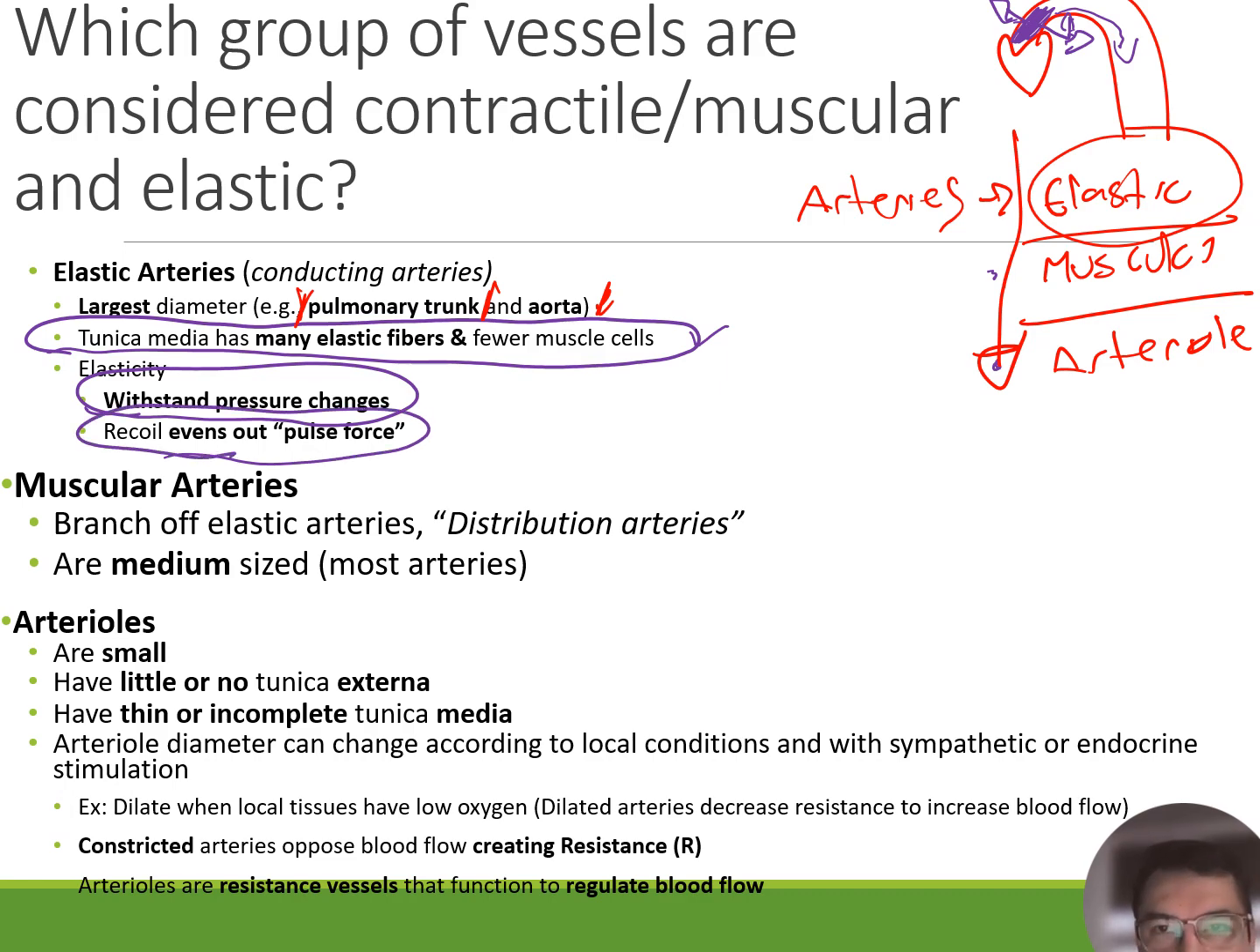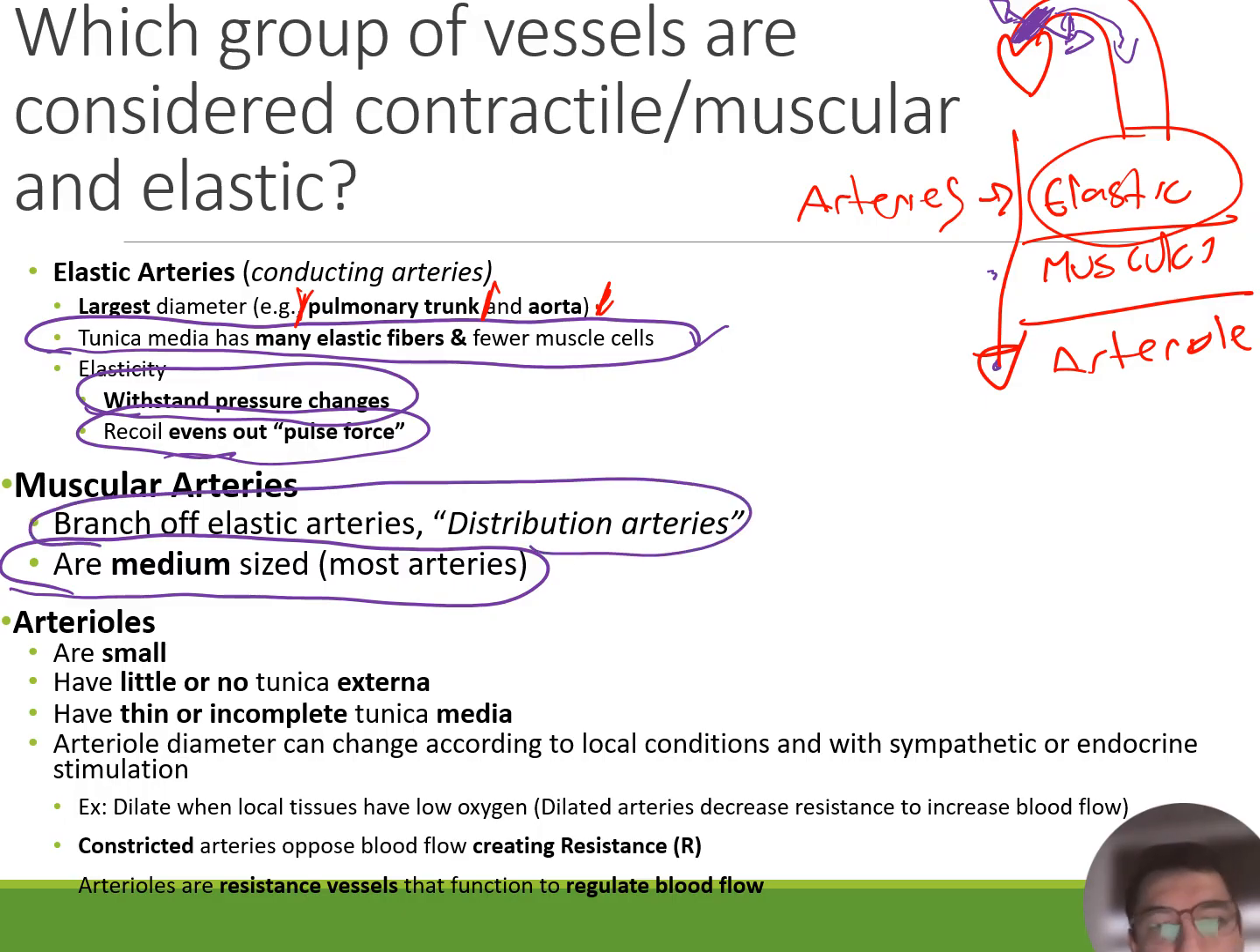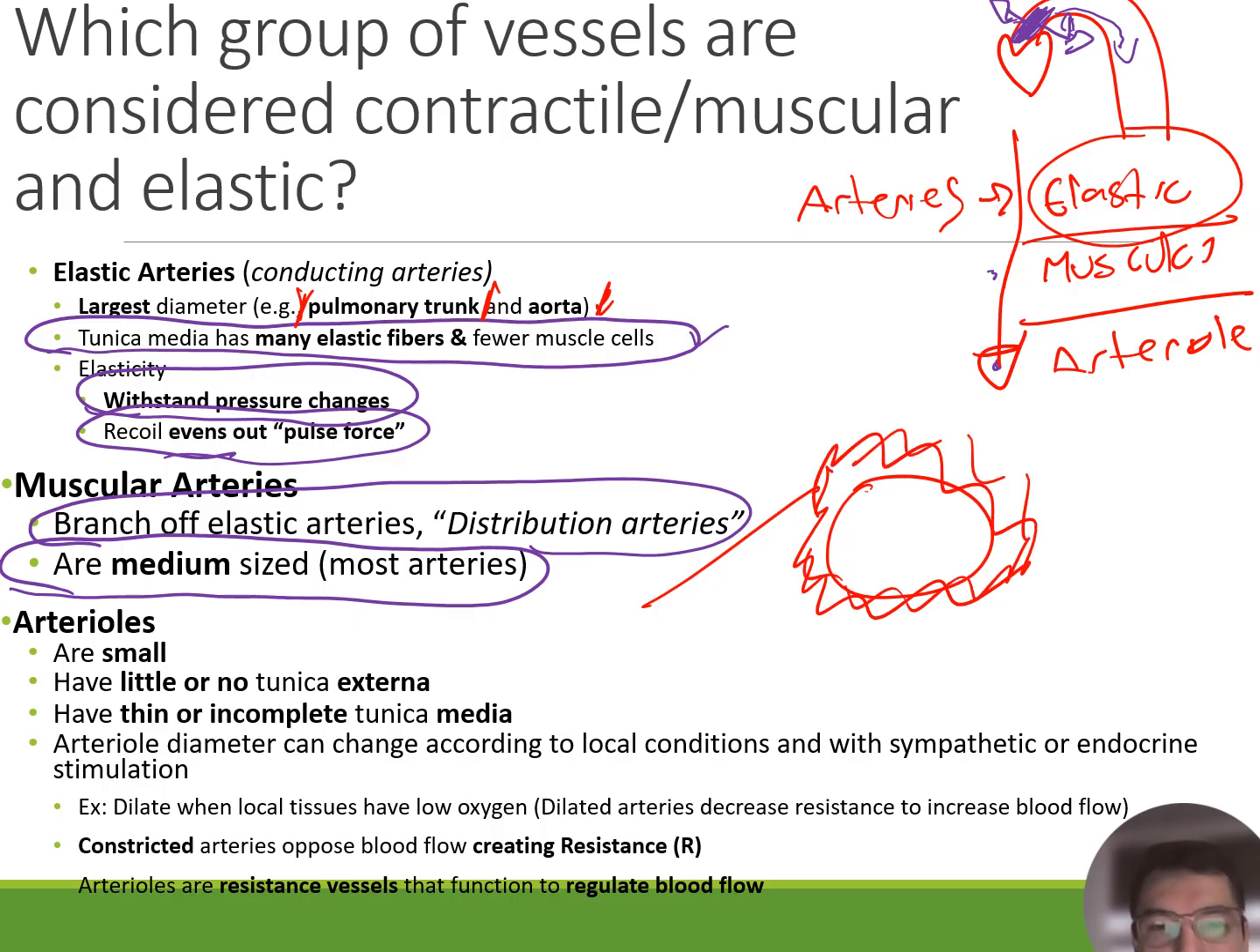Next is the muscular arteries. Once we're past those large vessels, we're going into this medium-sized artery. This is what we call the distribution arteries. These are important because this is where we see most of vasoconstriction and vasodilation happening. These types of vessels have a large muscular tunica media. So when we cause vasoconstriction, we're affecting mostly muscular arteries. And once we get into the periphery or into the organ or the tissue that we need to perfuse, then we go into arterioles, which are the smallest of the arteries.